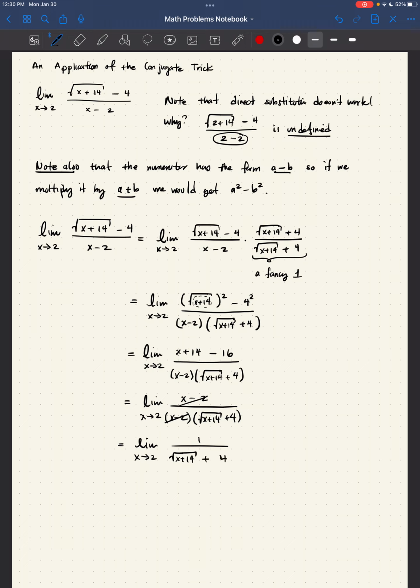And now I think this is prone to a direct substitution, because from here we can simply say, look at this expression. This is a continuous expression in x, as it's just a radical with a fraction, right? So what should this be? Well, this should be 1 over the square root of 2 plus 14 plus 4, which is equal to 1 over the square root of 16 plus 4, which is just 4 plus 4 in the denominator, which is just 1 over 8.